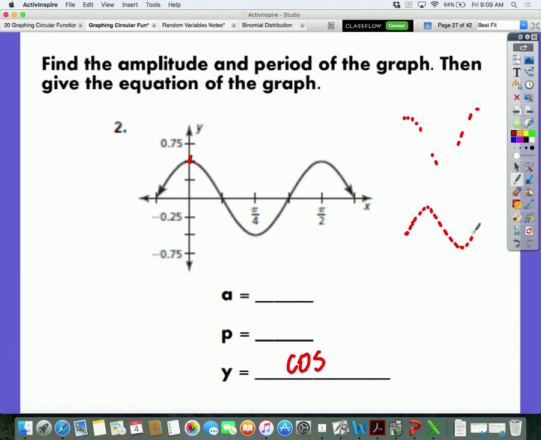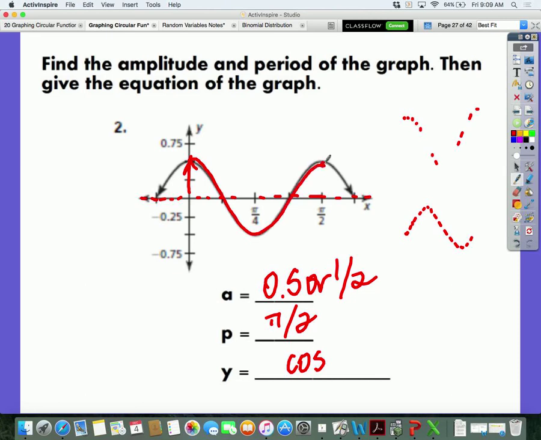Now, its amplitude, its distance, where's the midline? At 0. Okay? So what is my amplitude? 0.5 or 1/2? Anyone will suffice. Now, what's our period? Pi over 2. Okay? If it starts here, I'm trying to see where it's going to repeat itself, and that's right here, pi over 2.